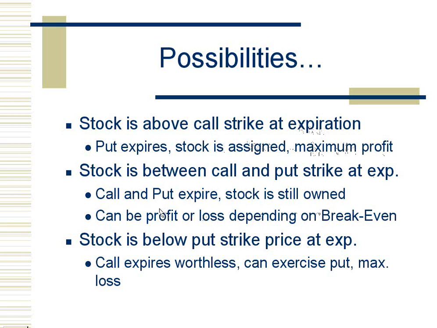If the stock is between the two strike prices, in our example, if it's between $50 and 47.5, well, the call and put expire, and we still have the stock. This could be a profit or it could be a small loss depending on the initial break-even price, okay? And then if the stock is trading below the put strike price in a standard collar, well, the call expires worthless. We can exercise the put and take the maximum loss, all right?